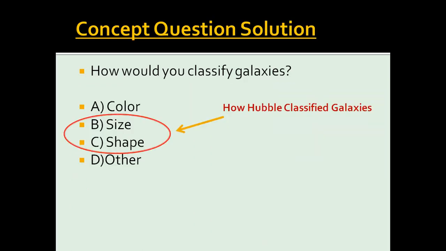Okay, so depending on what you said, the first man to really start classifying galaxies was Edwin Hubble. Now, Hubble decided to classify galaxies based on size and shape. It doesn't mean that if you thought color would be a good indicator, it isn't a good indicator. But just to start off, Hubble was the first astronomer to really start classifying galaxies, and he decided to classify them by their size and their shape.